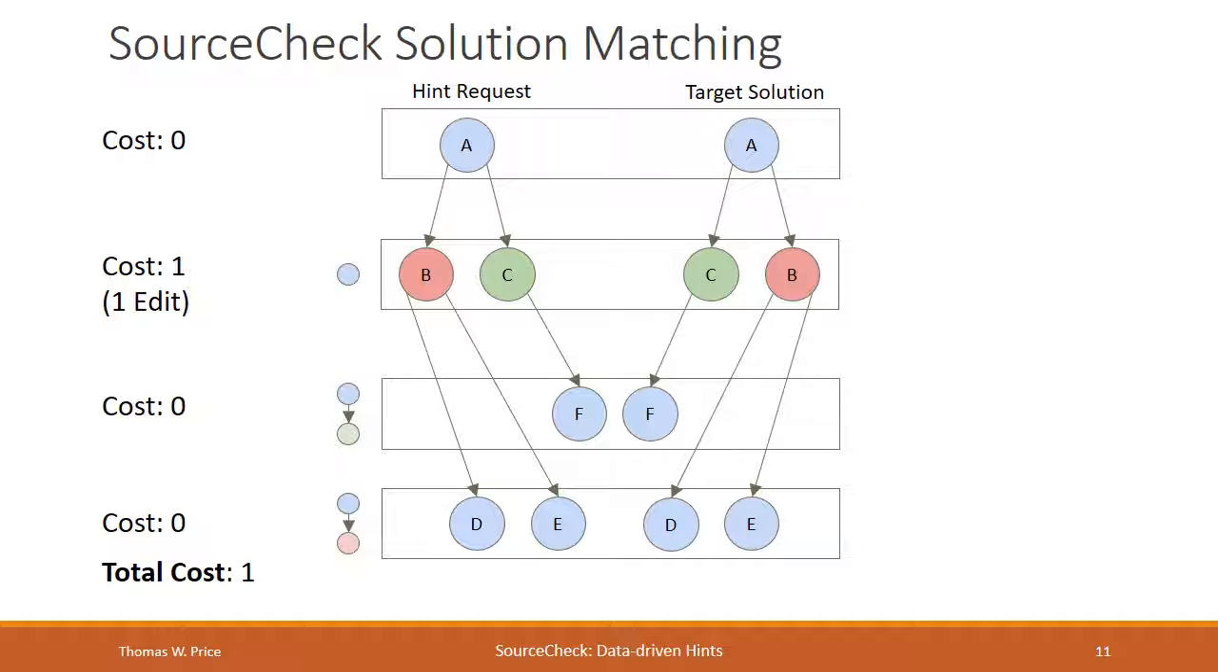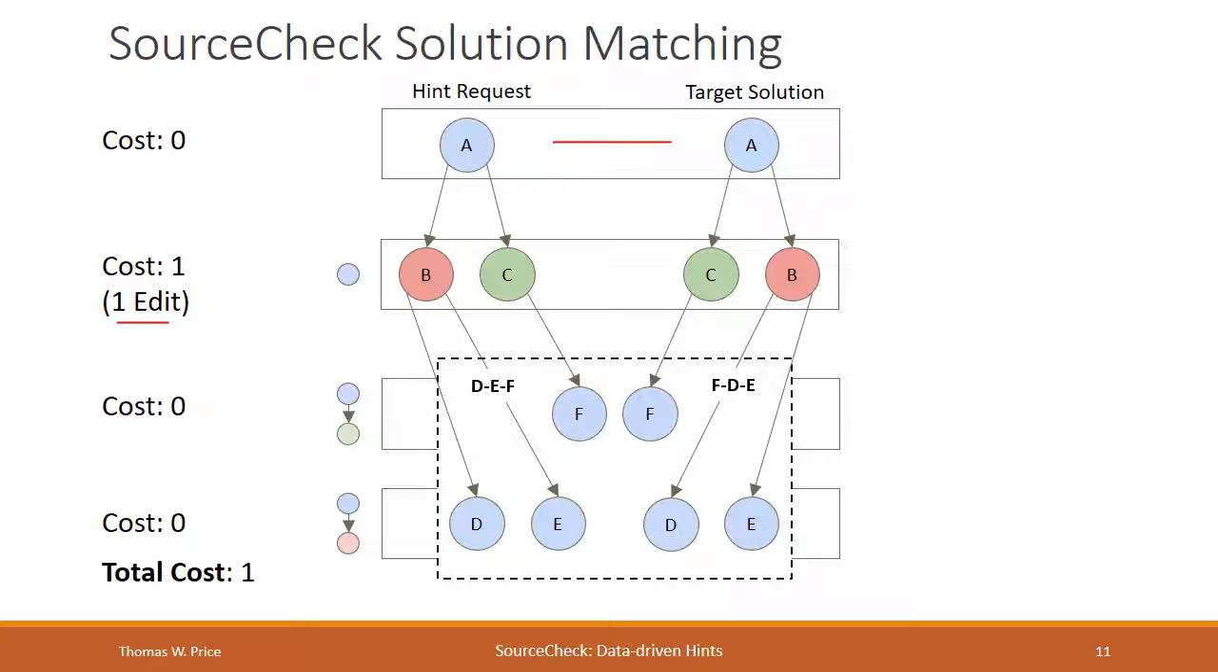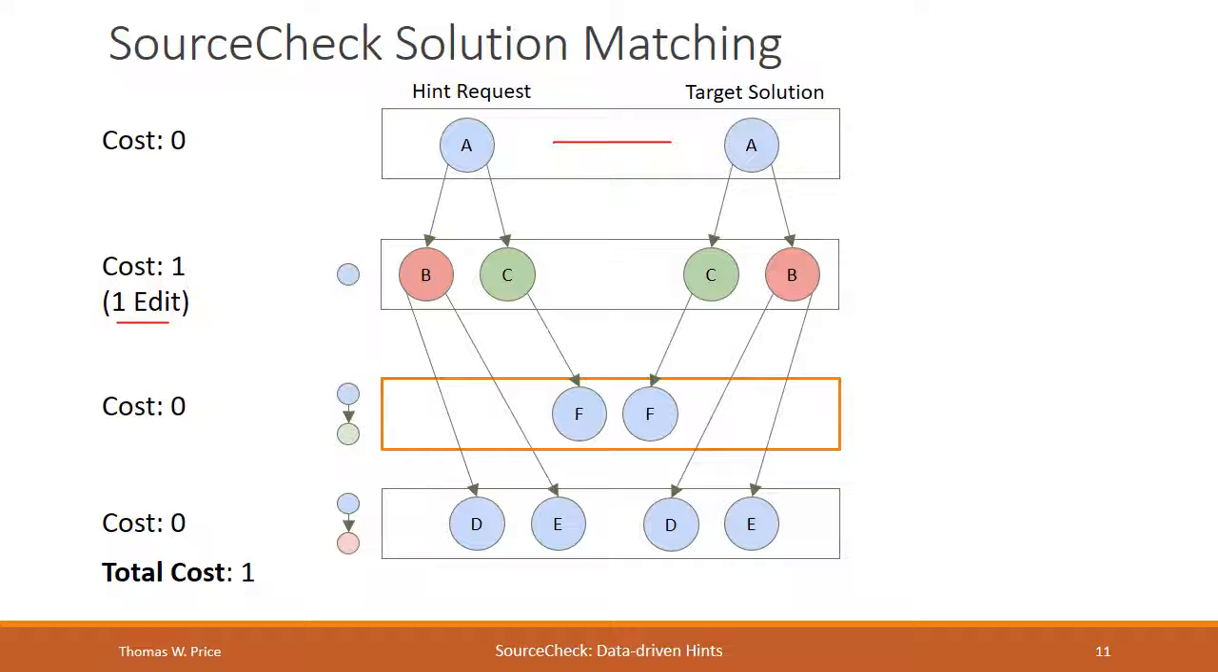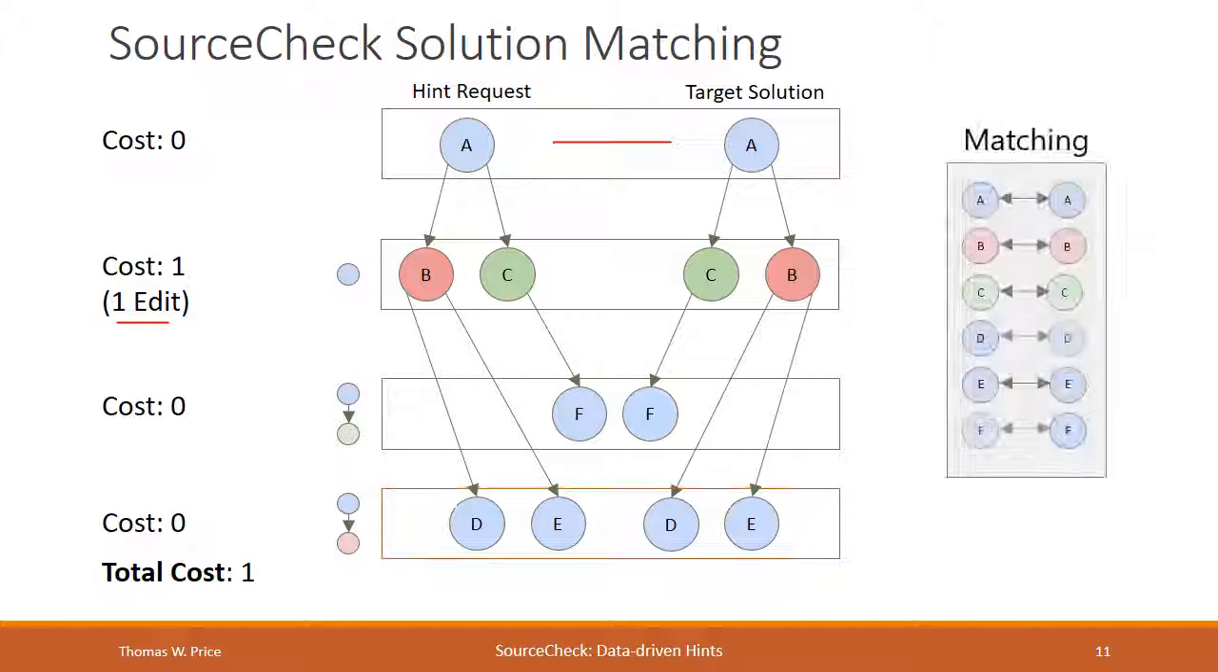So at the root node, it notices that A and A are equivalent, so it has no cost there. At the next level, it notices that B and C are simply interchanged, and so it creates one edit there. At the next level, rather than comparing all the children of B and C, it looks at just the children of C, sees that they're equivalent, and just the children of B, and sees that they're equivalent. So the total cost there is just 1.